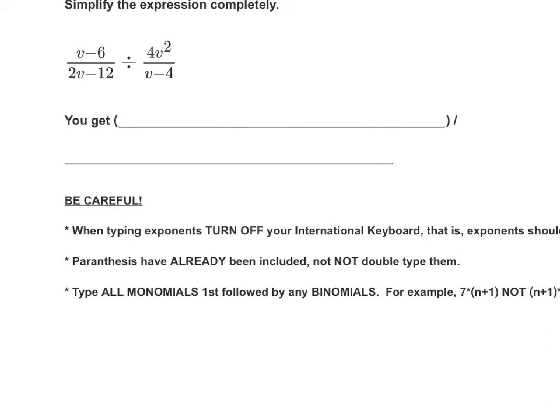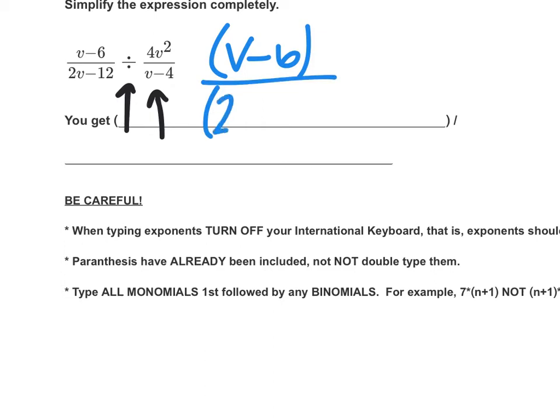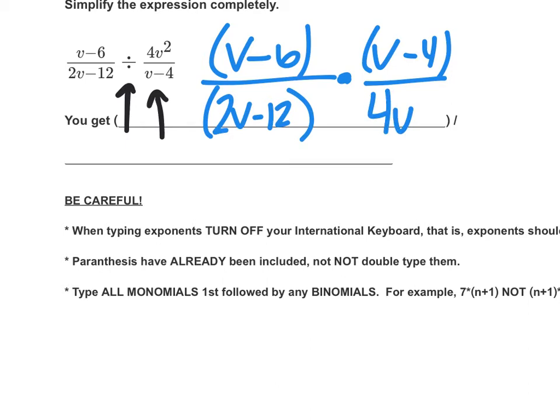Okay, another example of division. Again, it's just multiplication really, so let's go ahead and change the division to multiplication and then take the reciprocal of that. So I'm going to rewrite this problem using the parentheses. We're using v this time, so v minus 6 over 2v minus 12. I'm going to change it to times. I'm going to reciprocal or flip the second one, so it's v minus 4 over 4v squared.